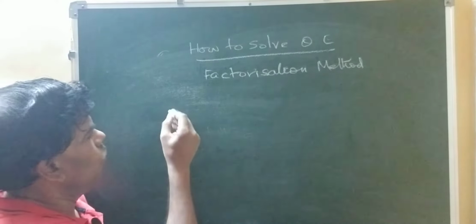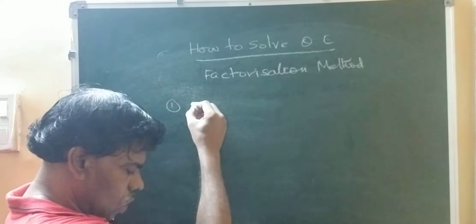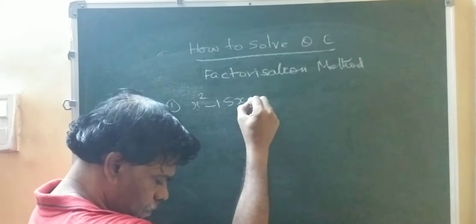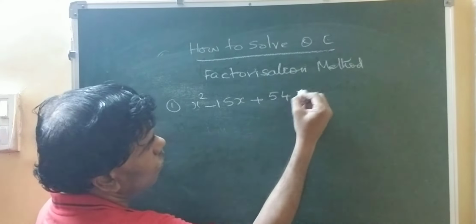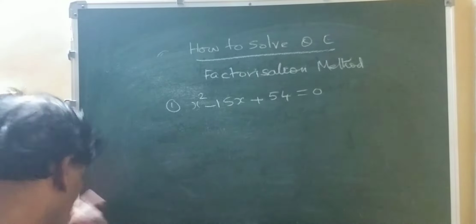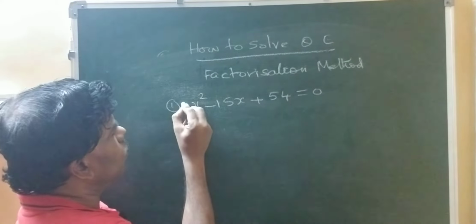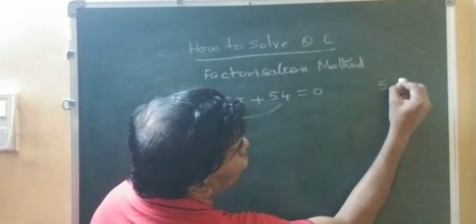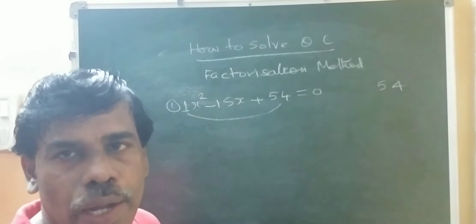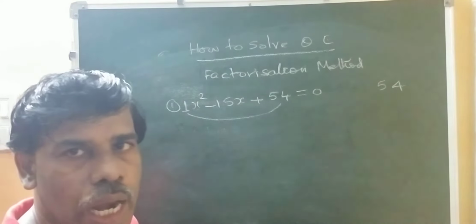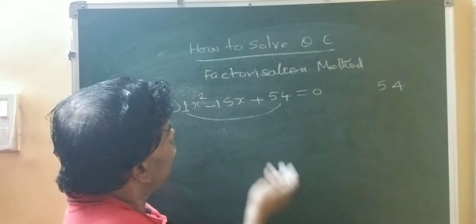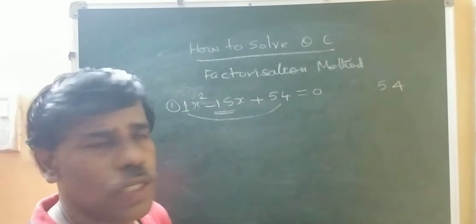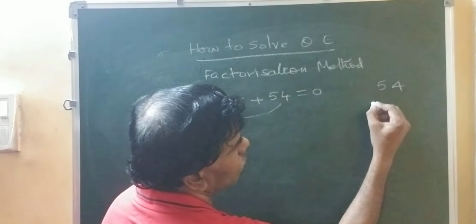Now for example I will tell you. First sum we will do. Solve x square minus 15x plus 54 equal to 0. We have to see the coefficient of x square. What is the coefficient of x square? 1. So 1 into 54 is 54. For 54 you have to find the factors in such a way that the addition or subtraction of those two factors should be 15.